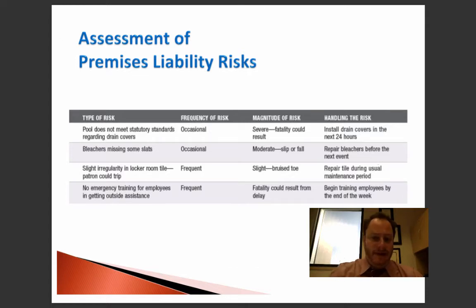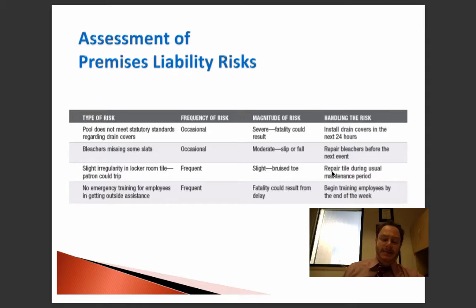So here are a couple of different examples from premises liability, and that premises liability is sort of the risk of harm to someone who's coming into your facility. We've got, for example, bleachers missing some slats, which could cause a slip and fall injury. The frequency of risk is occasional, and the magnitude of the risk is moderate here. And then within the column on the right, there would be a suggestion on how to handle that risk.